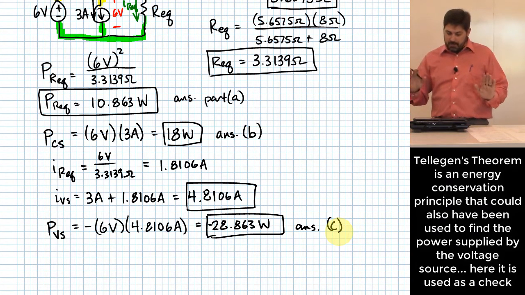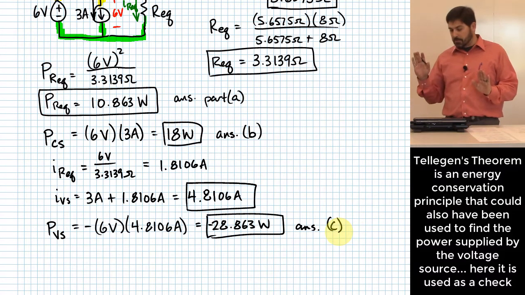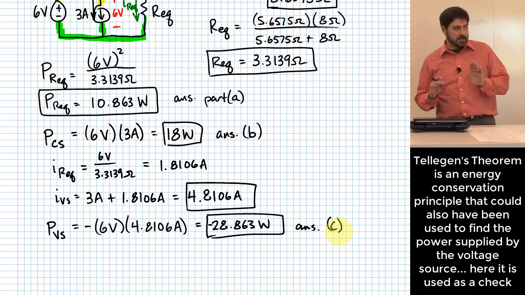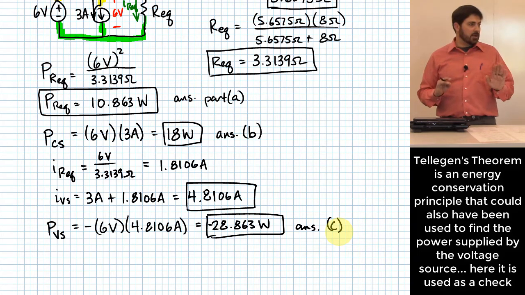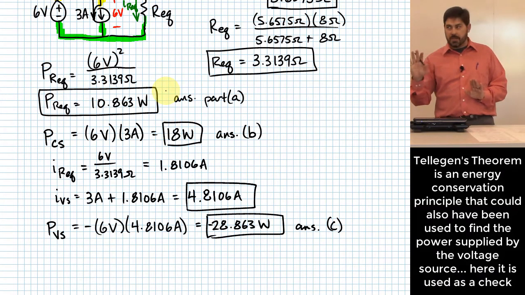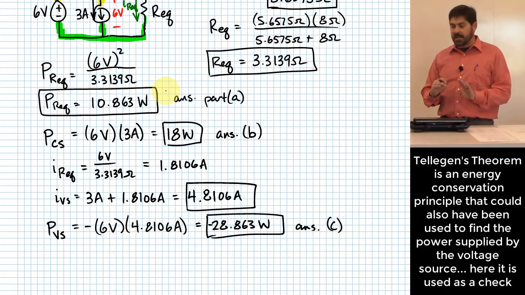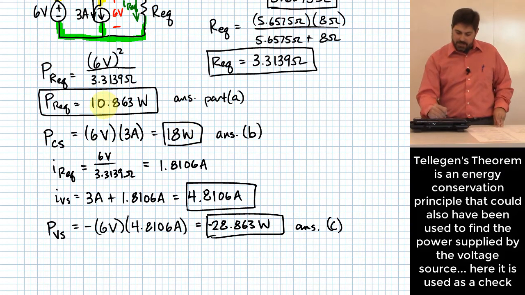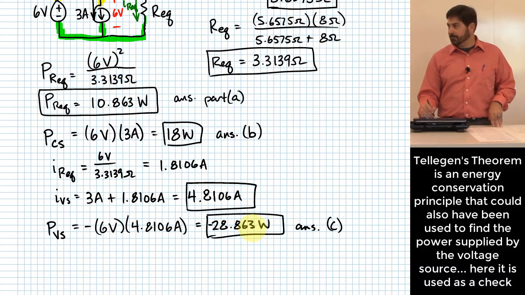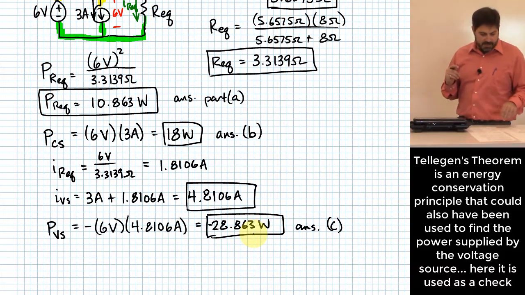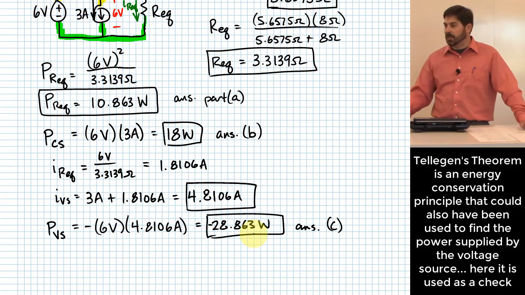Well, we're absorbing 18 watts in the current source, and we're absorbing 10.863 watts in the resistors. That means we better be absorbing negative the sum of those two out of the voltage source. Is that how it works? 18 watts plus 10.863 watts gives you 28.863 watts, right? So yes, it does work that way as well. Okay? You follow that? All right, so that's kind of the end of that example problem. Any questions before we get into the lab?